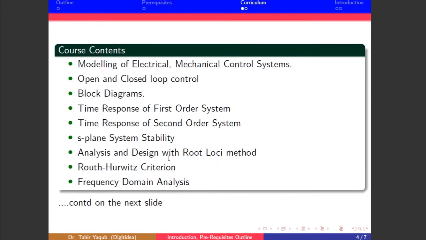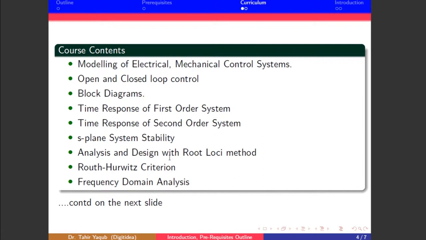Now, these are the course contents. We will be modeling some electrical and mechanical systems: springs, dampers, resistors, capacitors, because all control systems essentially boil down to these basic components, so we will start from there. Then we will discuss open loop and closed loop systems, including feedback control systems.